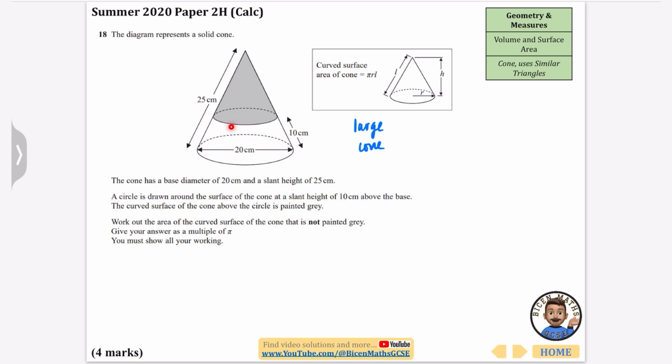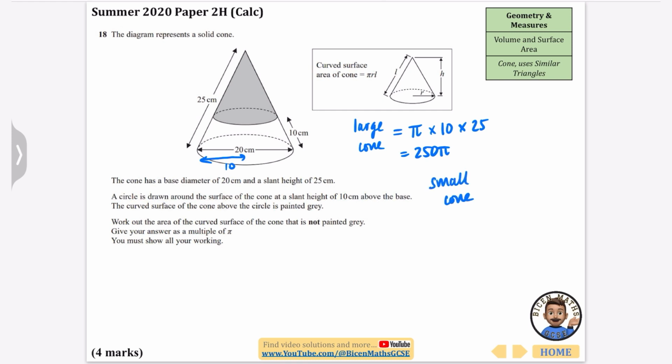If we find the surface area of the large cone and of the small cone, I can do the large cone minus the small cone, and it will give me the non-shaded part that's at the bottom. So the curved surface area of the large cone is going to be pi multiplied by the radius. Well, this 20 that we've got here, the radius is going to be half of that, which is 10. So it's going to be pi multiplied by 10 multiplied by the slanted height, which is 25, which is 250 pi. Now what we're going to try and do is the small cone.